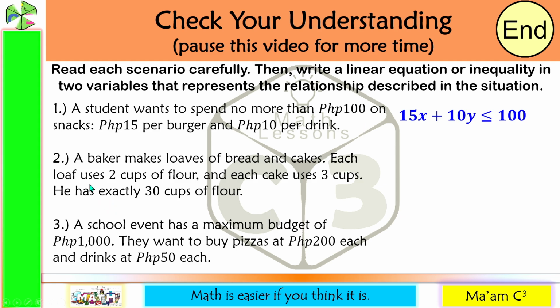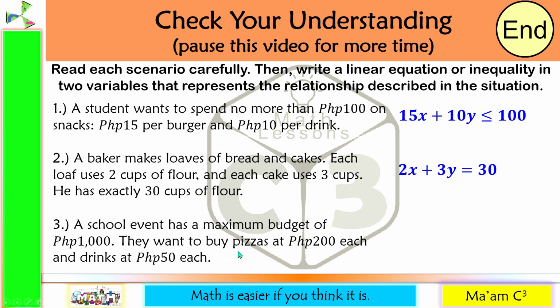Next one. A baker makes loaves of bread and cakes. Each loaf uses 2 cups of flour and each cake uses 3 cups. He has exactly 30 cups of flour. So the equation will be 2x, that's for the loaf of bread, and 3y, that is for the cake, is equal to 30.